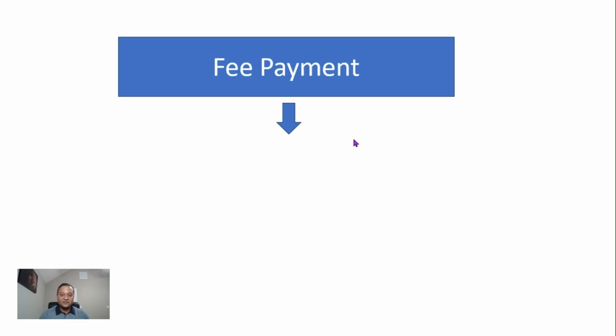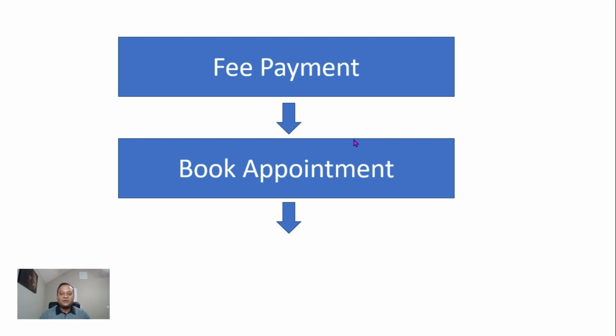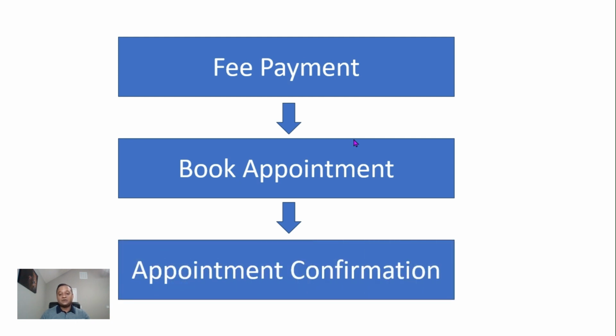Then you go to the fee payment. Once you see all the payment details correctly, go ahead and book the appointment. At this time, you should be able to book the primary and dependents appointments together. Make sure you are seeing that while booking the appointment. Once you book the appointment, that's it. You get the appointment confirmation.